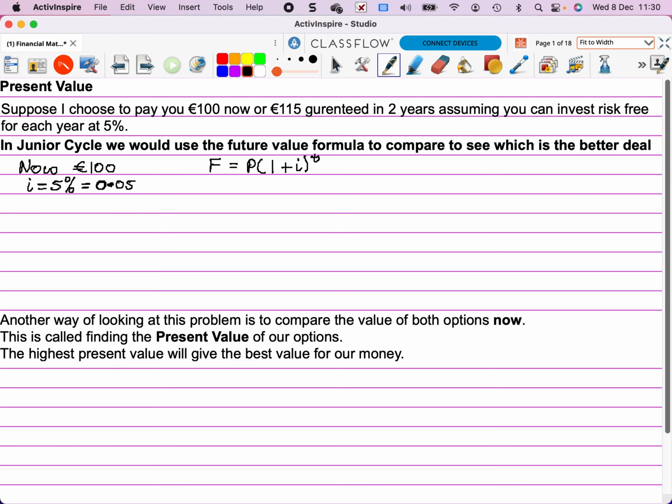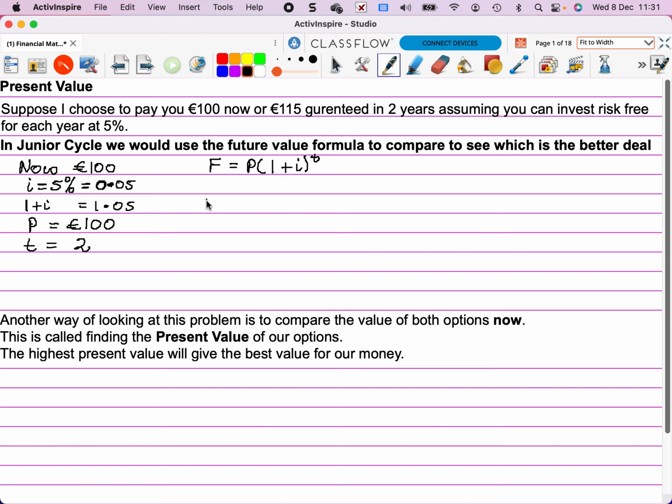Now, what do I know? I know that i is 0.05, therefore I now know that 1 plus i is equal to 1.05. I've read the question. The present value is €100. That's what I'm going to have in my hand now. And the time period over which this deal was on offer is 2 years. So t is equal to 2.